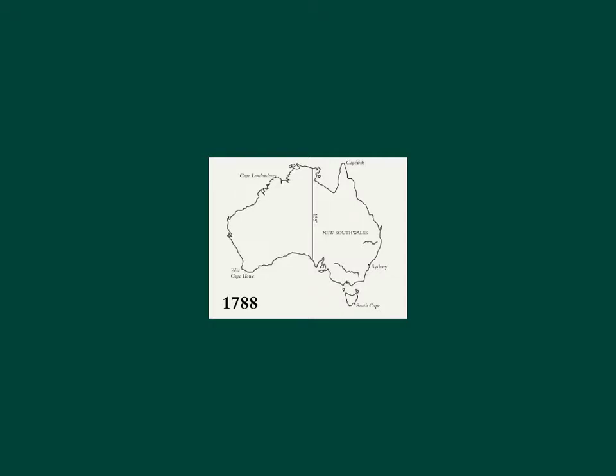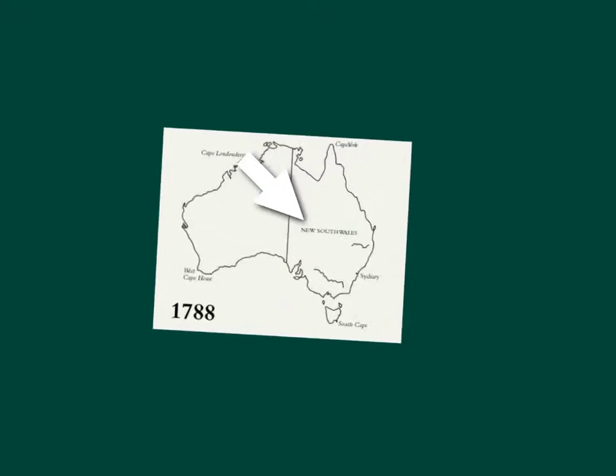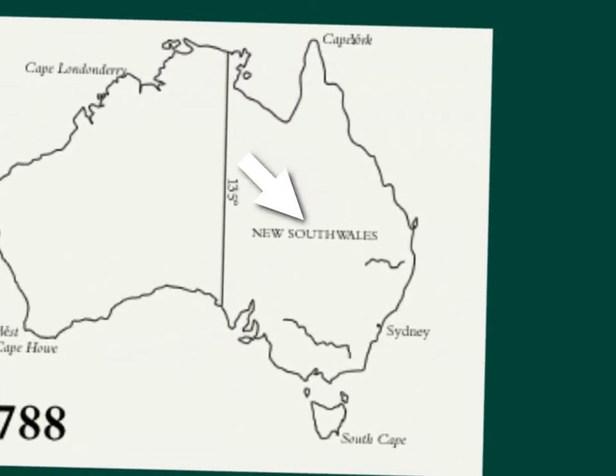Welcome to our first tutorial, the subject of which is the colonies of Australia. The first thing I want you to notice is this right here. This line is 135 degrees longitude, and this is the border of New South Wales. This boundary was set in London in 1787. And as we already know, the colony of New South Wales was founded in 1788.